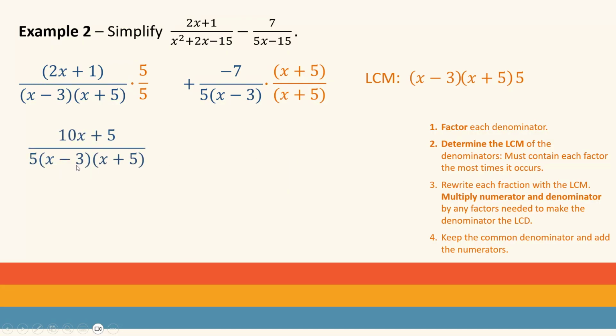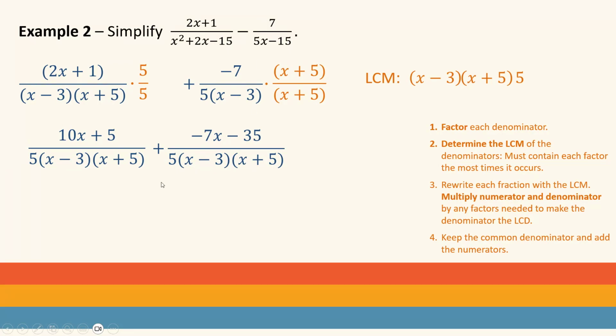So now distributing the 5 to this numerator here, it becomes 10x plus 5. Distributing negative 7, that becomes negative 7x minus 35. So notice here we are subtracting, so I just put the subtraction with the numerator.